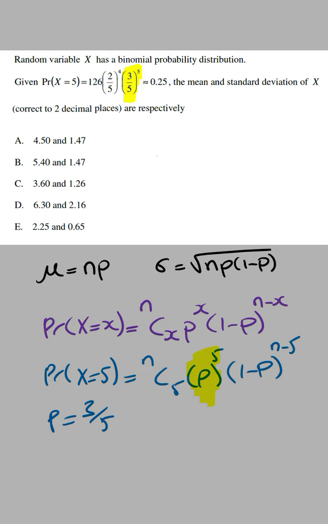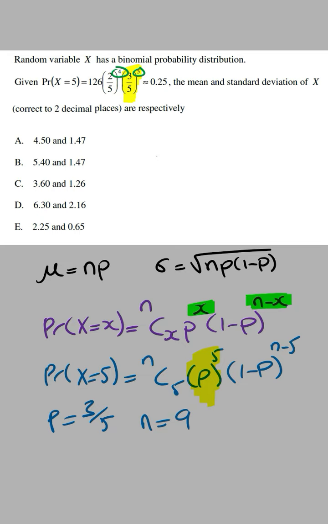And so how do we work out the value of n now? Well, we know that if you add this and this together, you're going to get the value of n. And so if we add the number 5 and the number 4, you're going to get the value of n. And so n is going to equal 9.